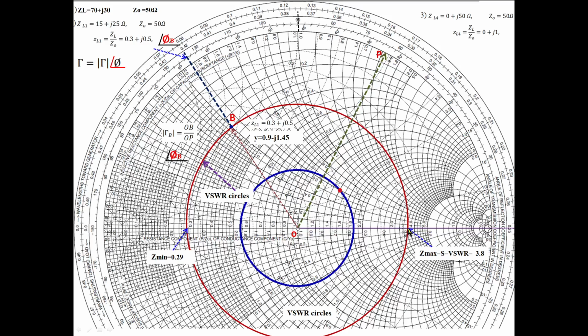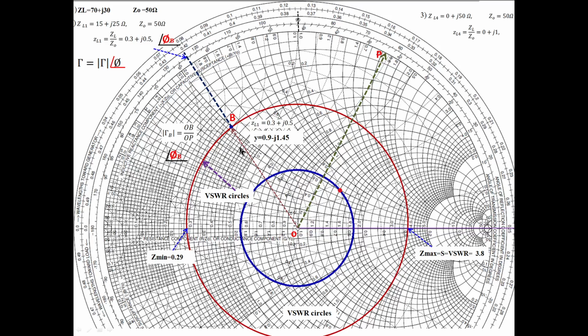VSWR we can easily find wherever this circle intersects on the right side. Read the resistance value at that point, and that itself is the VSWR value. So here it is 4, this is 4, and this circle is intersecting somewhere here, at 3.6, I think this is 3.6.